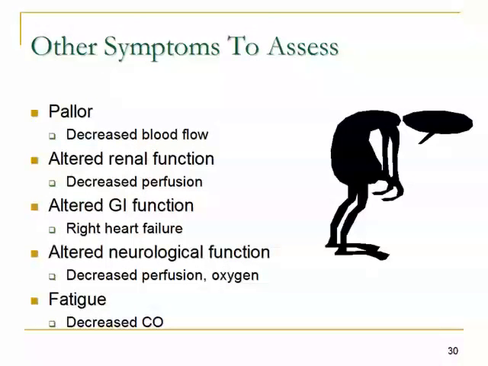You might also see altered GI function if that patient has right-sided heart failure, or altered neurological function, as we talked about earlier, if that patient has poor perfusion going through the heart. The patient may have altered GI function also if they have a hepatomegaly due to right-sided heart failure and poor circulation. And then the patient obviously may feel fatigued due to the poor cardiac output if they do have some sort of heart problem going on.